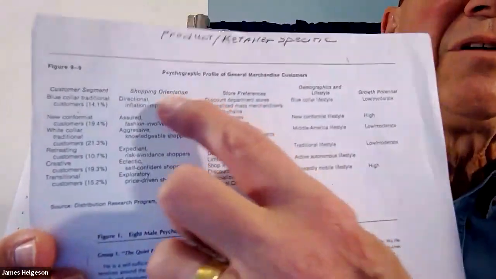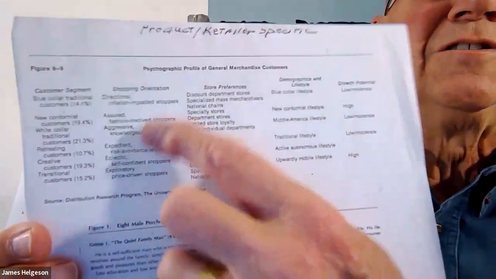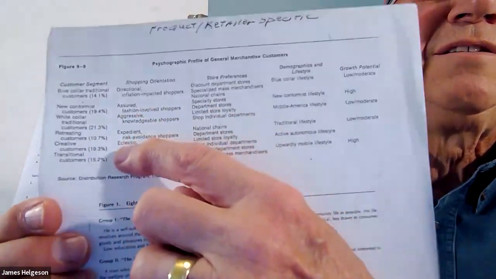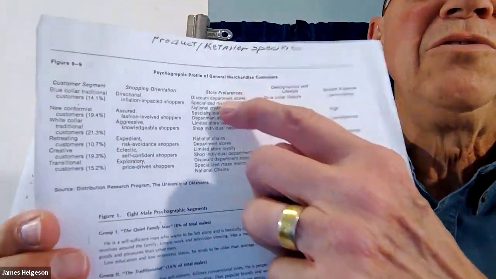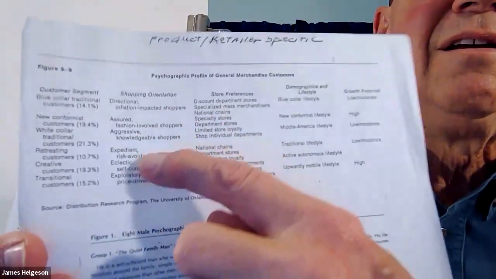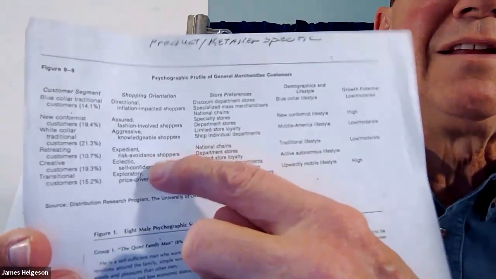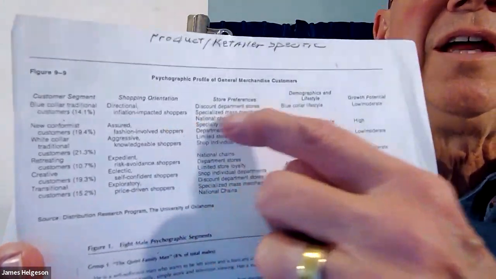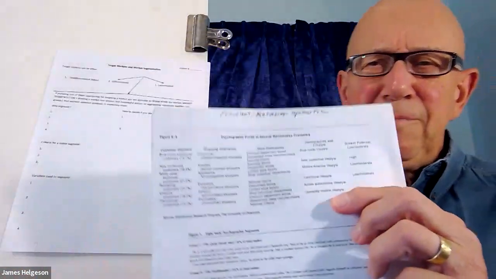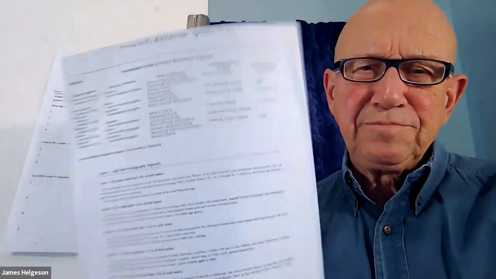But here we're looking at, this was done by retailers, and they label them as different folks and their attitude toward shopping, how they're oriented. They're assured, they're expedient, they're eclectic, they're exploratory kind of stores they prefer. Here's the deal about psychographics.